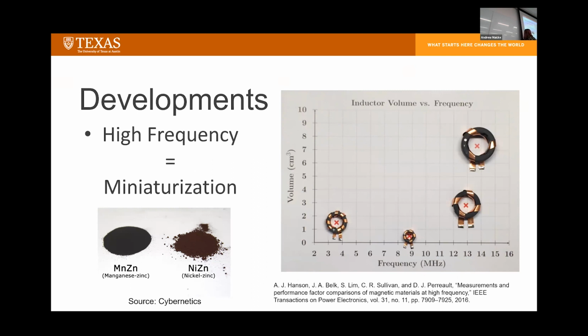And I mentioned ferrites earlier, and these are two of the most common ferrites used in higher frequency applications. Manganese zinc, which can be good up to like 1 megahertz usually, and particularly nickel zinc ferrites, have been shown to have high performance factors in the tens of megahertz region.